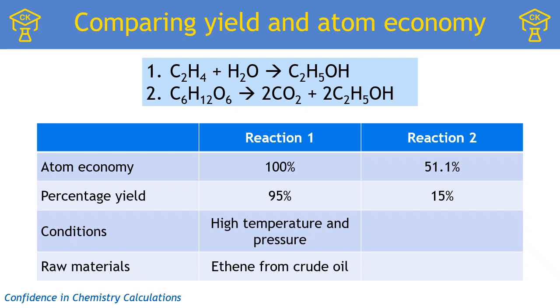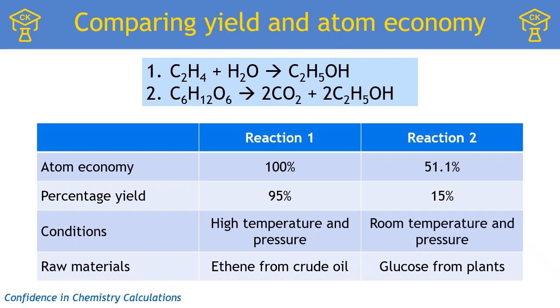The other problem is the raw materials that we're using. Ethene is most likely to come from cracking of crude oil, which is not as sustainable as glucose, which we can get from plants, and that's renewable. Whereas the other thing about reaction 2 is that it takes place at room temperature and pressure, which also makes it in many ways much more sustainable and a cheaper way of making ethanol, despite the low atom economy and percentage yield.